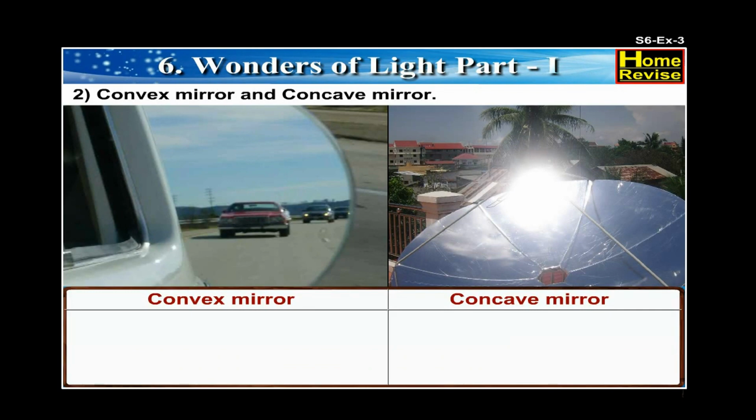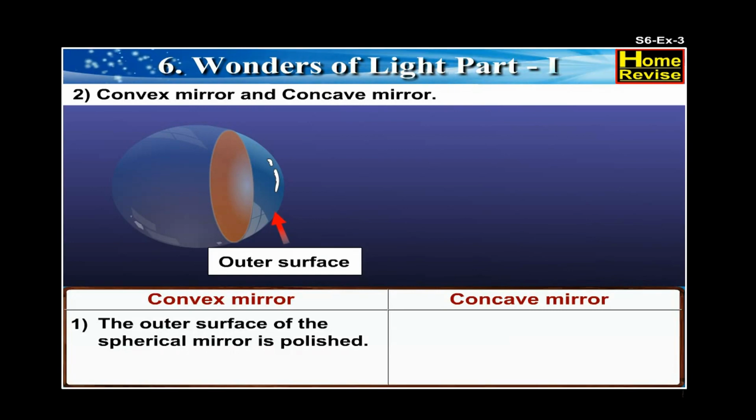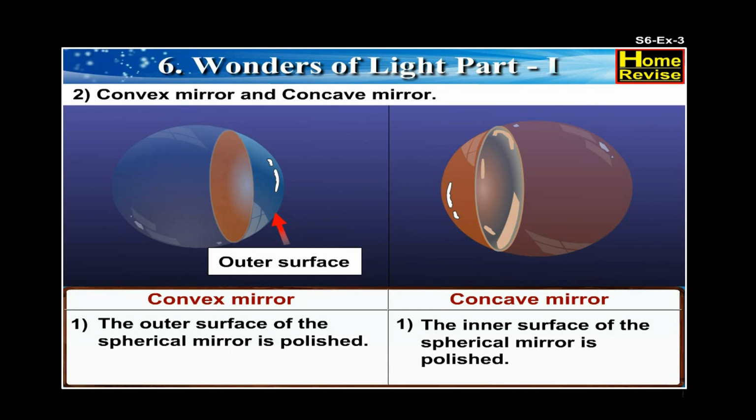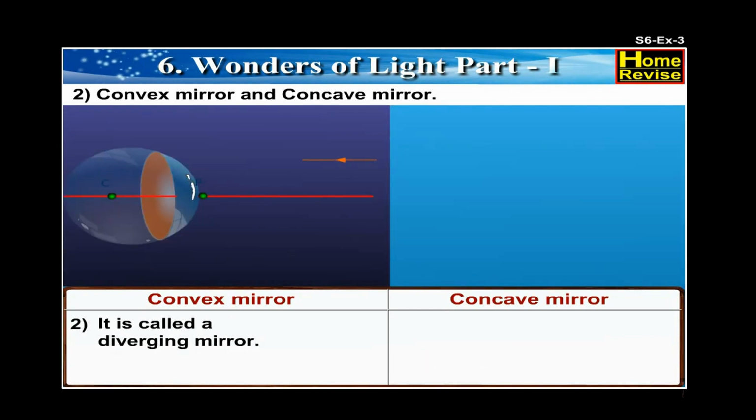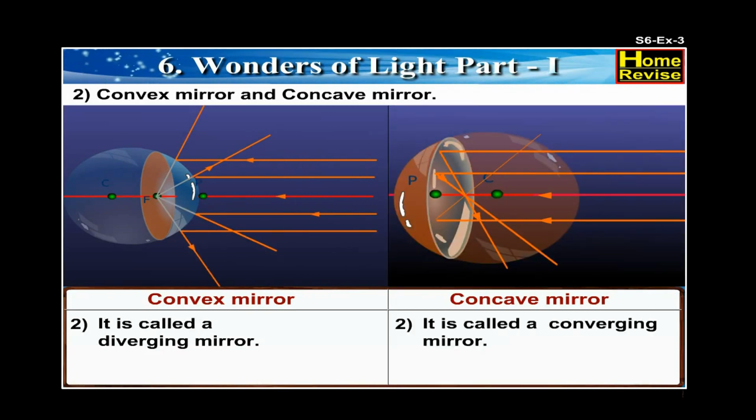The answer is 1. In convex mirror, the outer surface of the spherical mirror is polished, while in concave mirror, the inner surface of the spherical mirror is polished. 2. A convex mirror is called a diverging mirror, while a concave mirror is called a converging mirror.